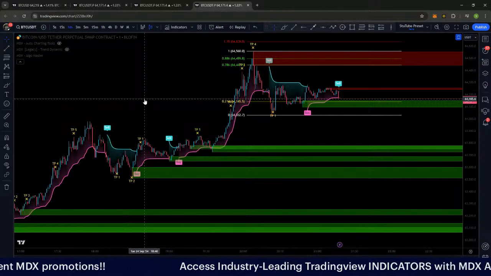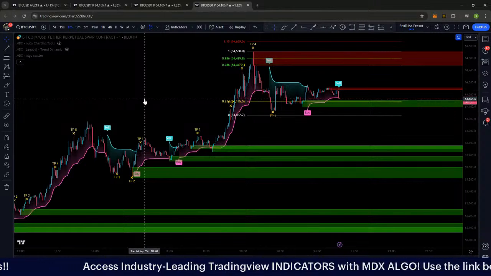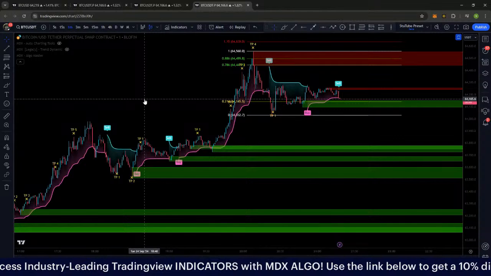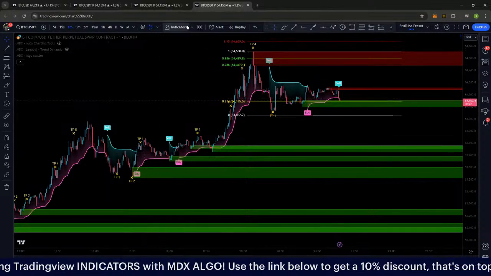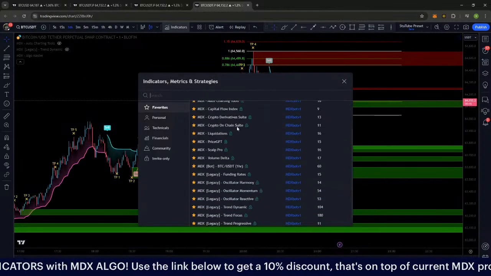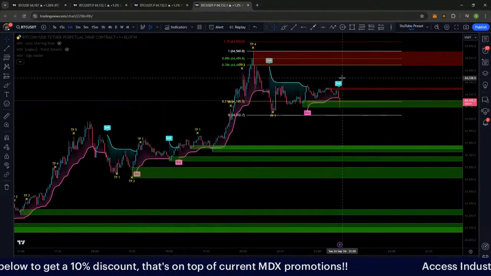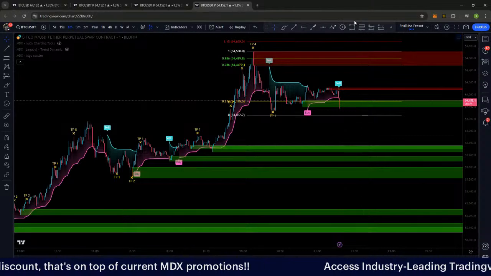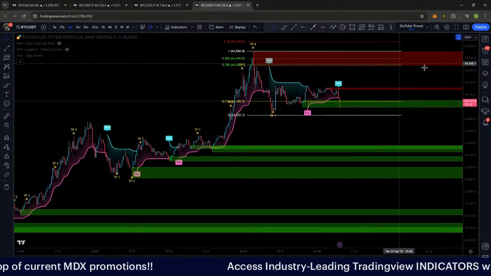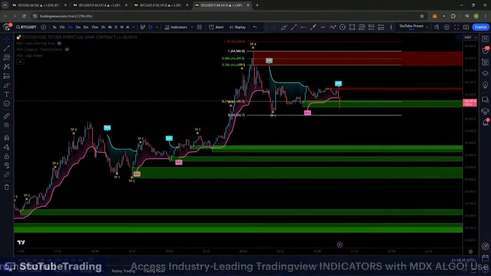The only other indicator I really use out there is the RSI. Other than that, I use the MDX ALGO indicators, but there's a whole slew of them. I mean, these all come in the bundle. I think it's like 15 of them or something like that. But yeah, wonderful indicators. Absolutely love them. Use them every single day.